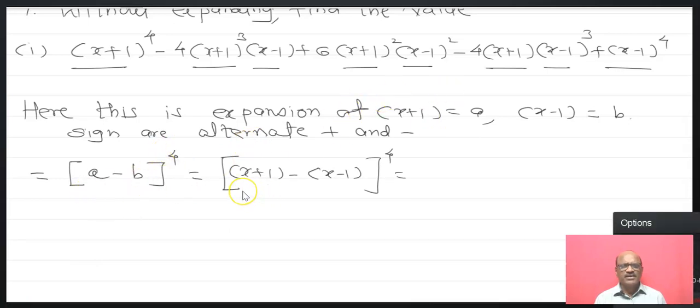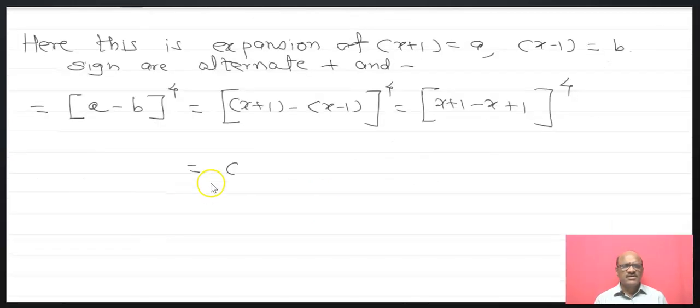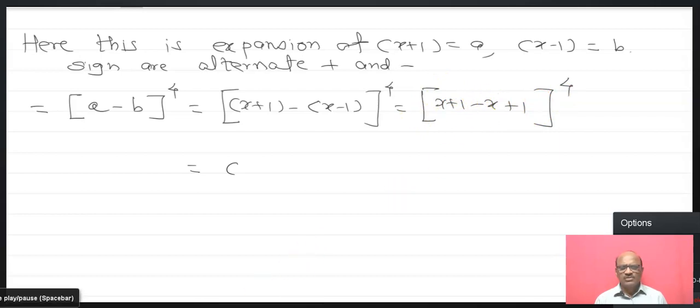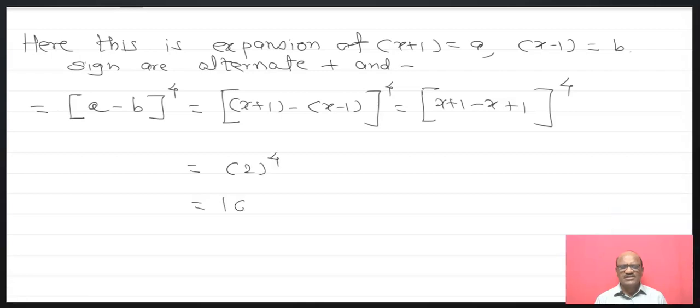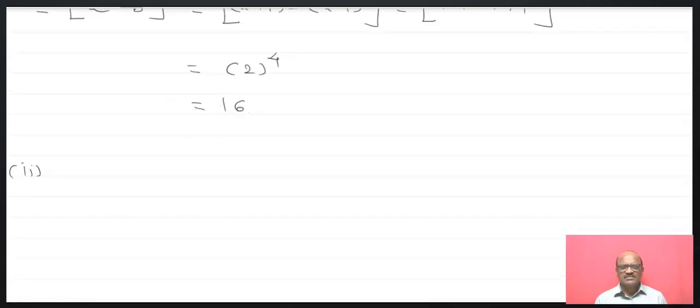Substitute the value of a. Now here a is x plus 1 minus in bracket x minus 1 bracket raised to 4. Therefore, we substitute here. Now here the minus sign, the sign will be changed here, minus x and plus 1. Now here minus x and plus x get cancelled, 2 raised to 4. Now 2 raised to 4 means what? It is 16, and this is the answer.